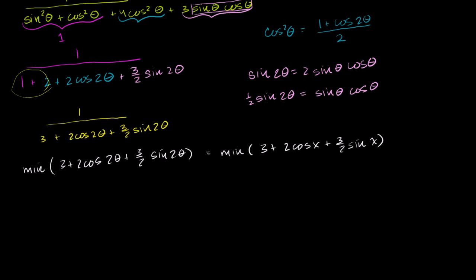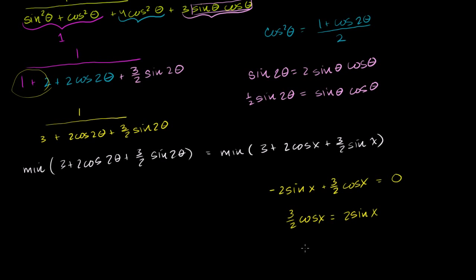The derivative of this expression right over here with respect to x, well, the derivative of 3 with respect to x is 0. The derivative of 2 cosine of x is negative 2 sine of x. The derivative of 3/2 sine of x is going to be plus 3/2 cosine of x. And then that is going to be equal to 0. We want to find where the slope is 0, because that's either going to be a maximum or a minimum point. And let's see, we could add 2 sine of x to both sides. So we get 3/2 cosine of x is equal to 2 sine of x.